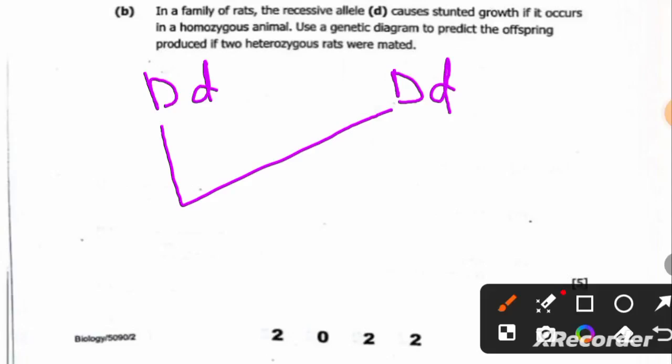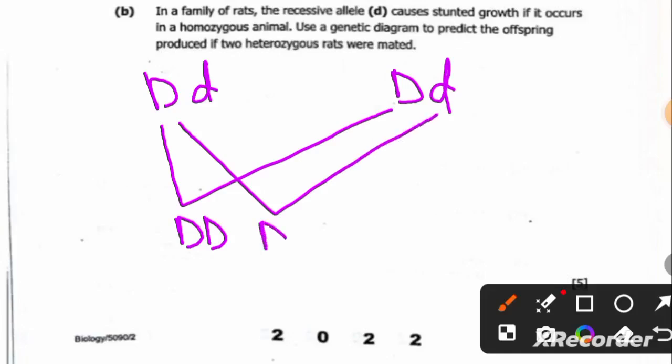We are going to produce an offspring with the normal growth. We cross this one and this one. We are going to produce an offspring with the normal growth, but this one is a carrier of this stunted allele. As we can see, we have a stunted allele here. So we cross this one and this one. We are also going to produce heterozygous dominant.